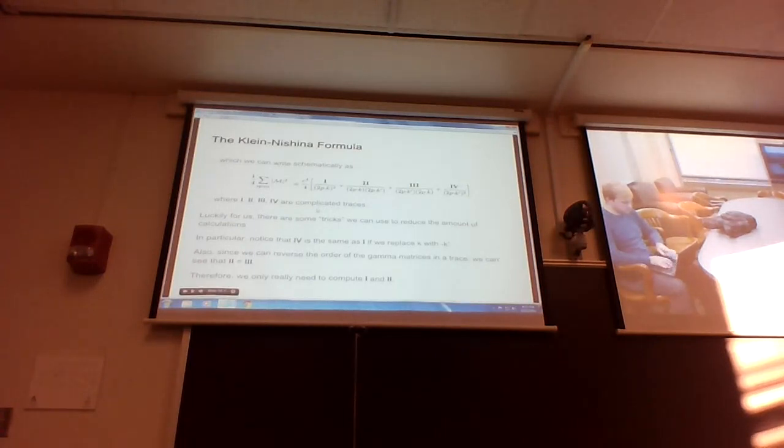But luckily for us, this is where it's worth taking time to look at what you have. Take a breath, maybe walk away, go have a cup of coffee, and come back and look at it, because a lot of times you'll see different symmetries or other tricks you can use. They're complicated traces, but there are some tricks we can use to reduce them. One of the tricks is that if you wrote these out, you would see that trace 4 is the same as trace 1 if I replace k with minus k prime.